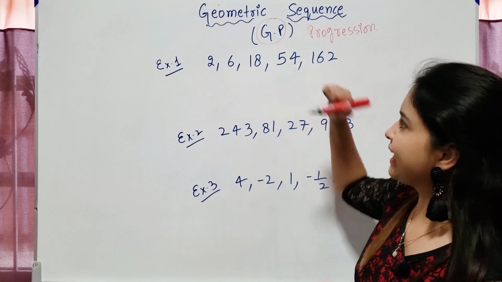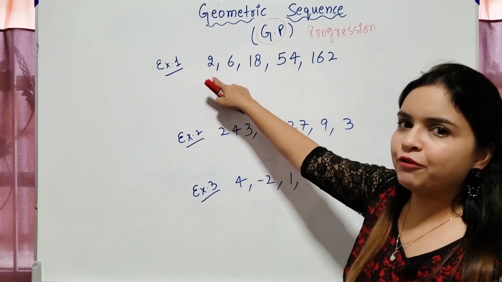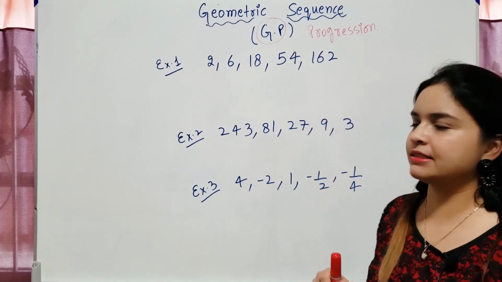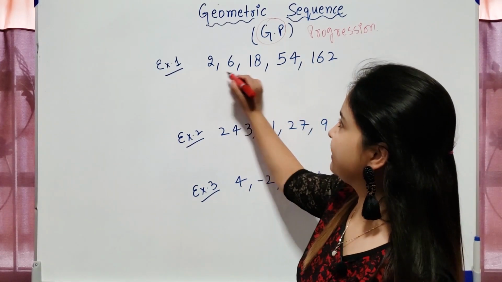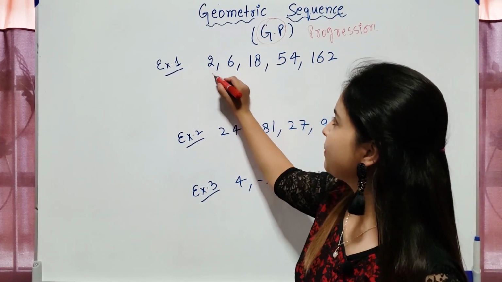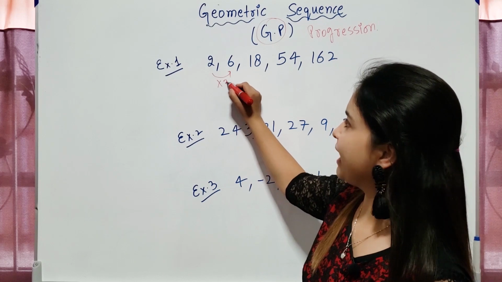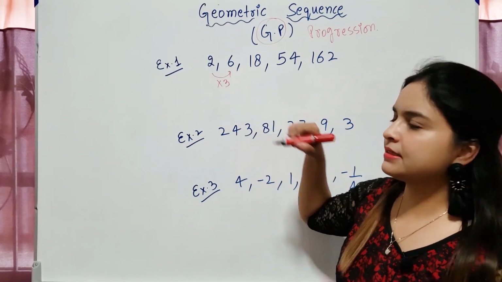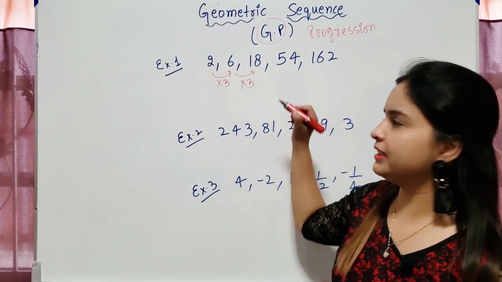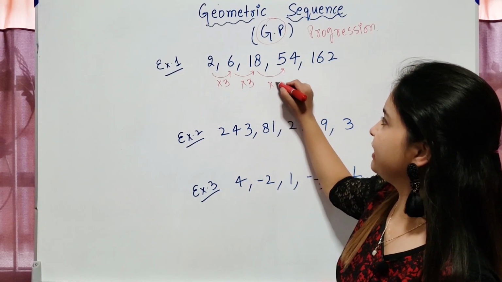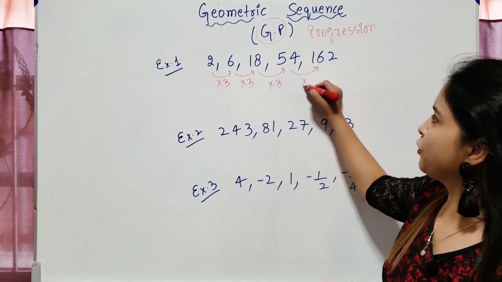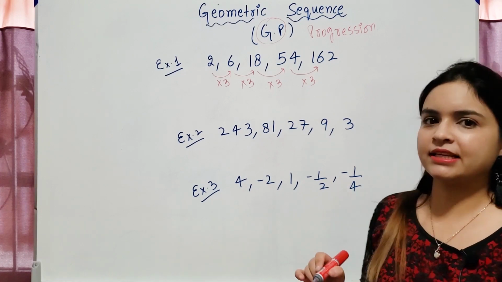Now, look at example number 1. We have a sequence 2, 6, 18, 54 and 162. If you look at these numbers carefully, you will observe a pattern. If you multiply 2 by 3, you will get 6. If you multiply 6 by 3, you will get 18. If you multiply 18 by 3, you will get 54. If you multiply 54 by 3, you will get 162.